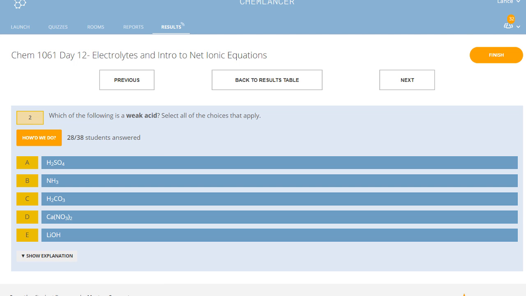Okay, next one. Which of the following is a weak acid? Select all the choices that apply. H2CO3. Again, if you picked B, you're in trouble. If you pick D, you're in trouble. If you pick E, you're in trouble. Okay, I can see maybe if you get A and C mixed up, but how do we, first of all, identify something as an acid?